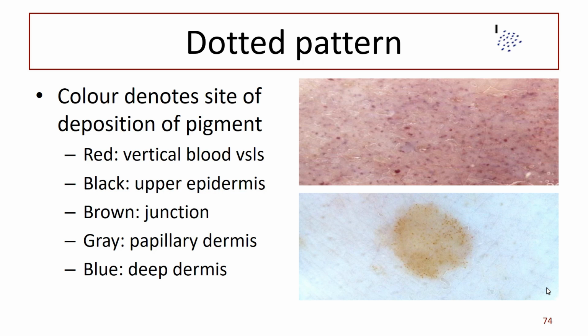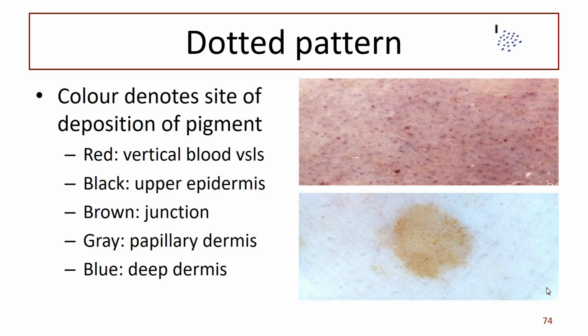Brown means that the pigment is in the junction between the epidermis and the dermis. Grey means it's in the papillary dermis. So that's why we can say that the grey dotted pattern is destruction of something. So we see collections of grey dots in melanoma, but they're focal. And we see them in the lichen planus-like keratosis, and they're beautifully scattered in a symmetrical pattern.